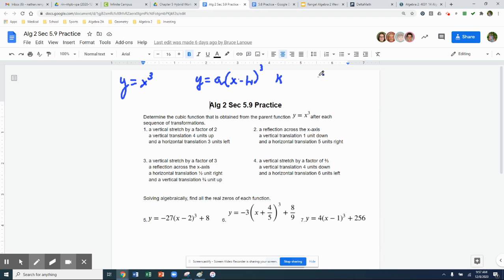So just to review, anytime you have a negative a, that's going to be a flip over the x. Anytime we have an a that's greater than 1, that's going to be a stretch. Anytime we have an a that's between 0 and 1, that's going to be a shrink or compress. And then lastly, h is going to move us left and right, and k is going to move us up and down.